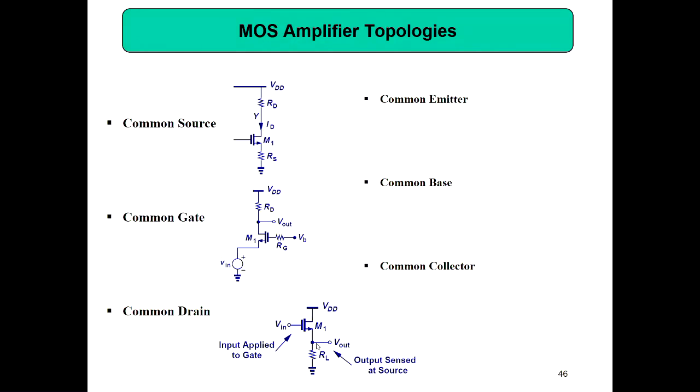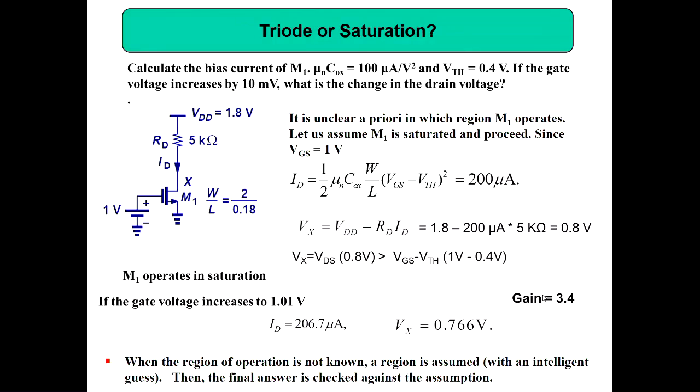Here you are sensing output at the source. So common source, common gate, common drain. The counterparts are common emitter, common base, common collector. Common source is equivalent to common emitter. That's the reason here we got a gain. If you take into account the gain sign polarity, you get a negative, because when your voltage is increasing here at the gate, then the drain voltage will decrease because of the inversion, which we already studied in the case of BJT.